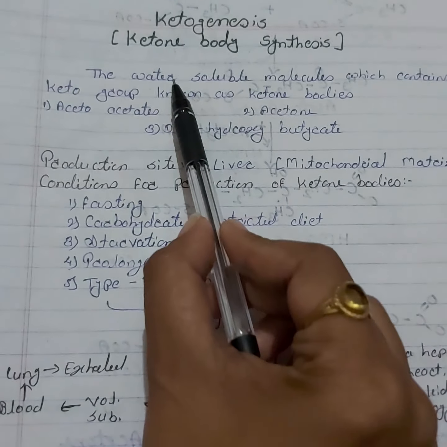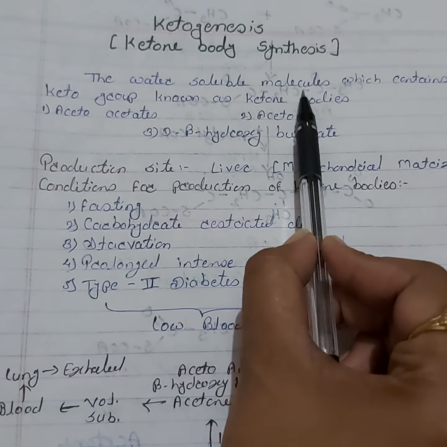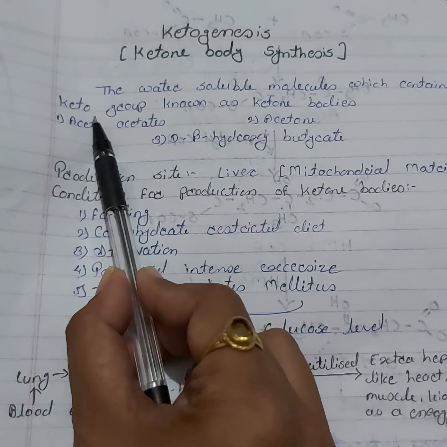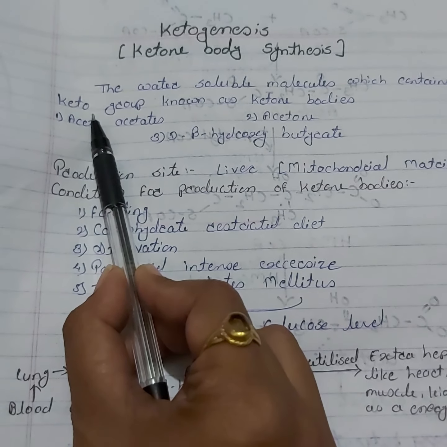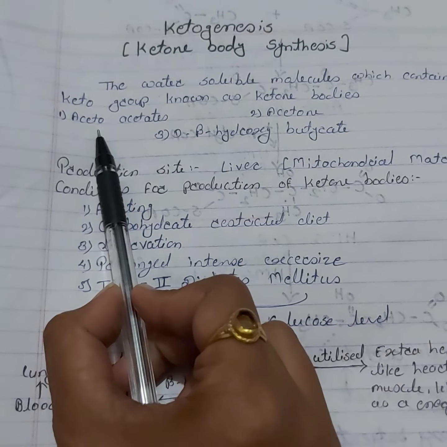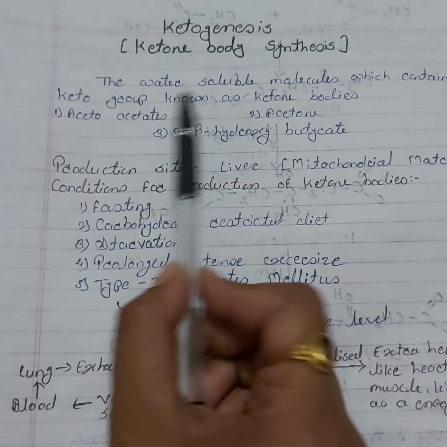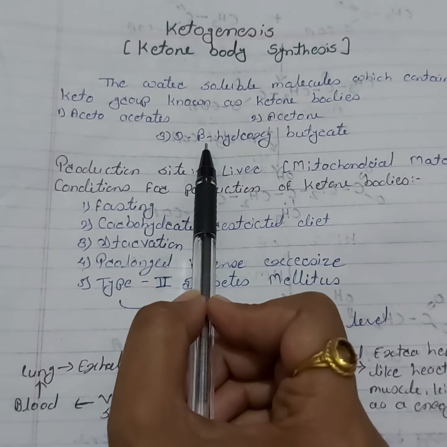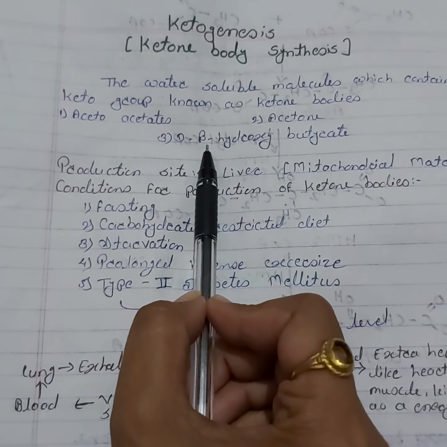Ketone bodies means nothing but the water soluble molecules which contain a keto group in their structure. There are three molecules collectively known as the ketone bodies. The first one is acetoacetate, the second one is acetone, and the third one is D-beta hydroxybutyrate.